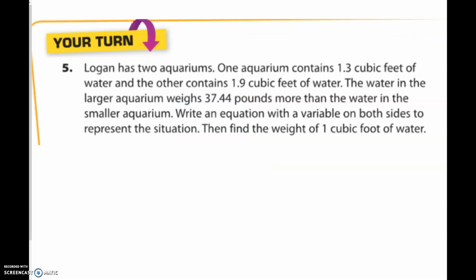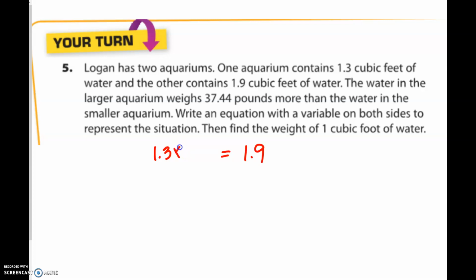All right, let's try a problem here. Logan has 2 aquariums. One aquarium contains 1.3 cubic feet of water, and the other one has 1.9. The water in the larger aquarium weighs 37.44 pounds more than the water in the smaller one. So let's do, one has 1.3 cubic feet and the other one is 1.9. Now, let's think about that. Are those equal? They're not equal, and we know they're not equal.